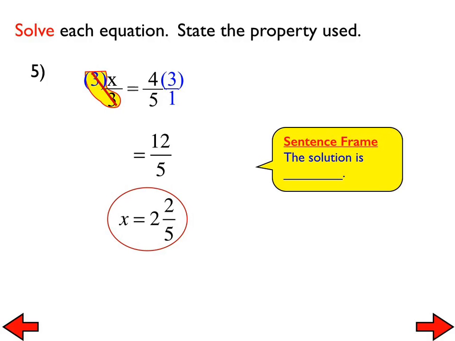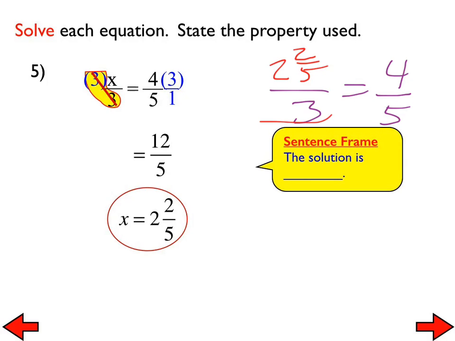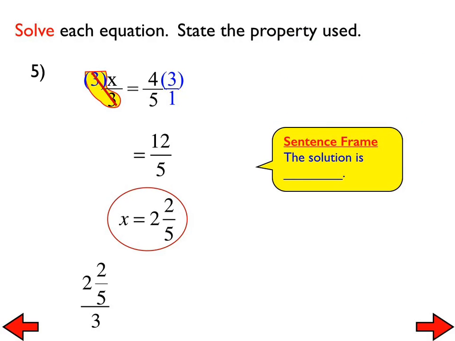Now, what that means, this is what we started with. We started with x over 3 equals 4 over 5. We were trying to make this thing into a proportion. We figured out that x is 2 and 2/5. So that means that 2 and 2/5 over 3 is equivalent to 4/5. We just created a proportion. This is equivalent to this. So in sentence form, 2 and 2/5 over 3 is equivalent to 4 over 5.